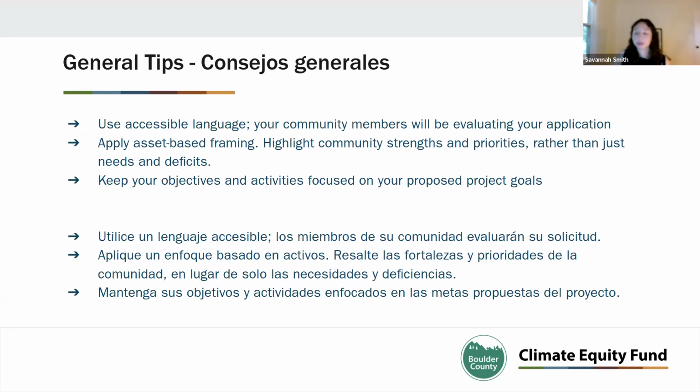And these are some general tips for your application. We really want you to use accessible language. The CEC community members will be reviewing your application.